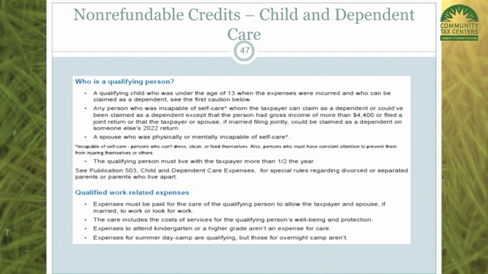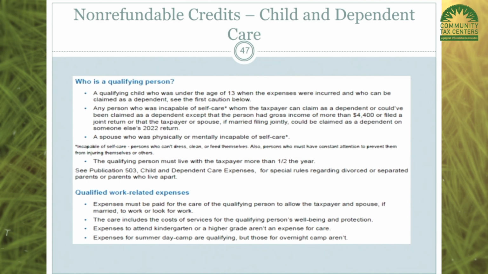When it says incapable of self-care, the person can't dress, clean, or feed themselves. The qualifying person must live with the taxpayer more than half the year. Most of the time we see this credit for the taxpayer and spouse when they have to put their child in daycare, after school care, or before school care.